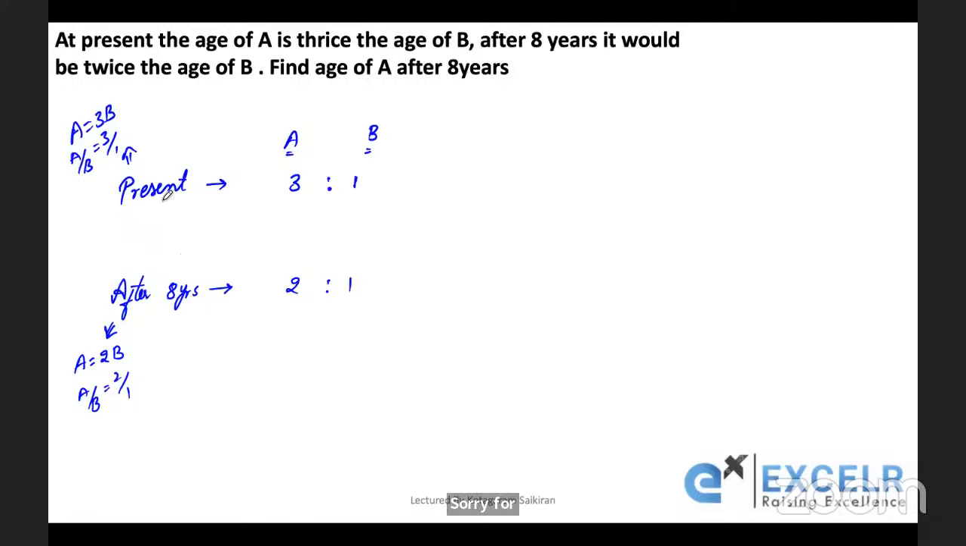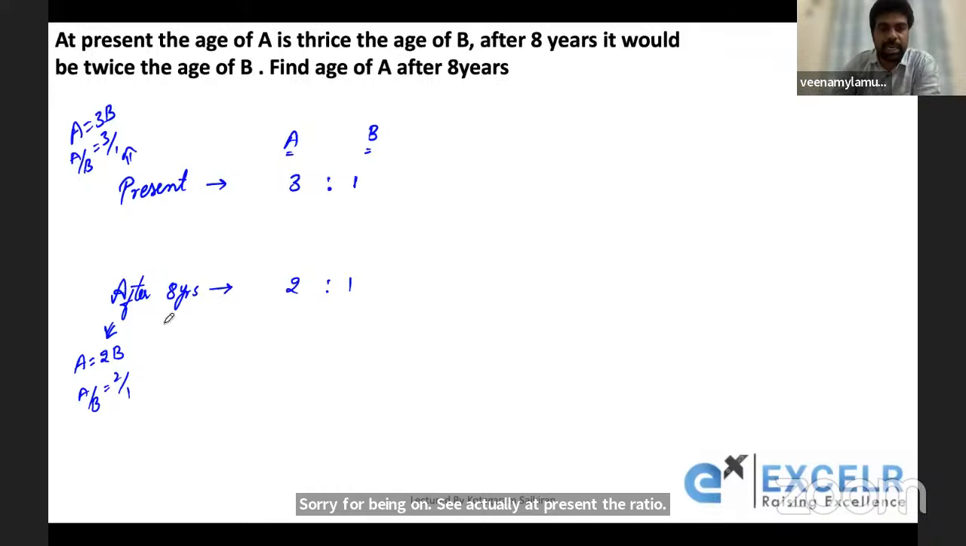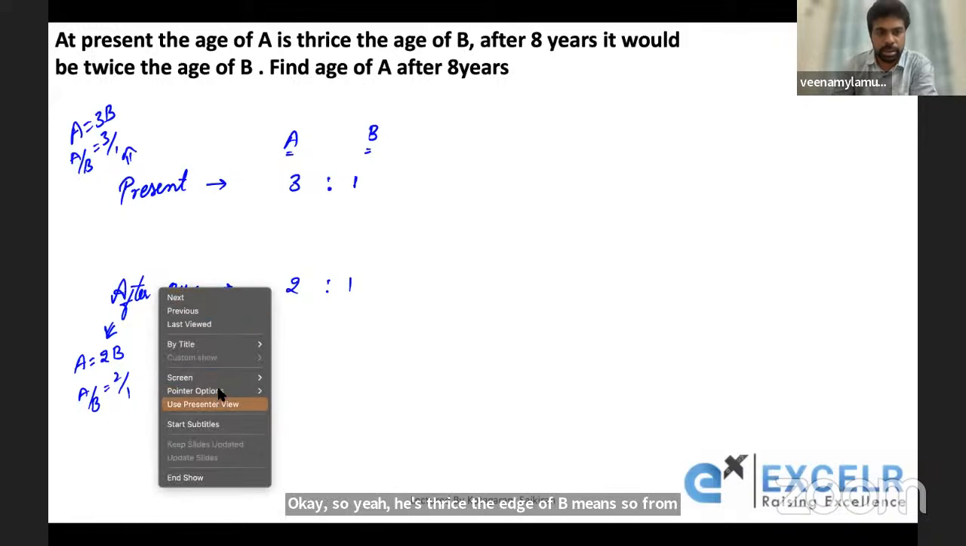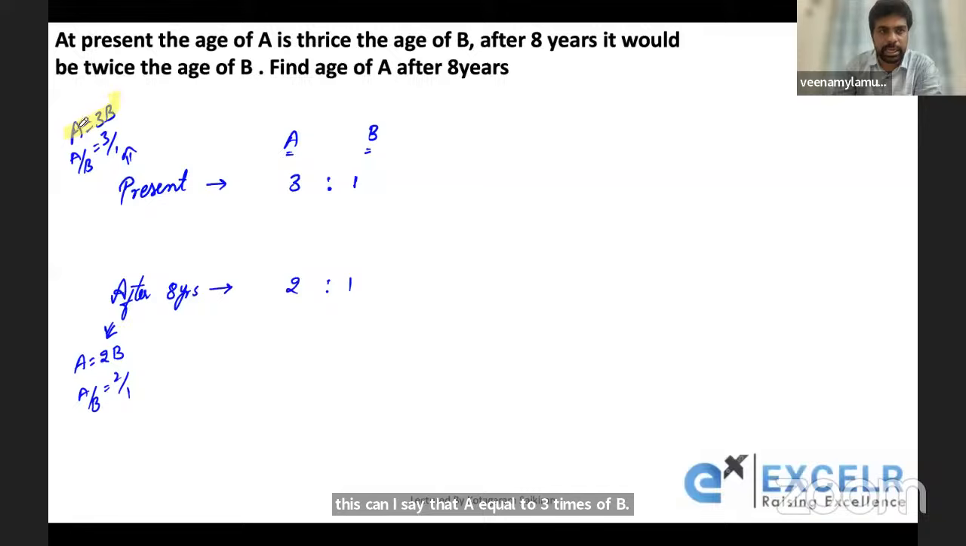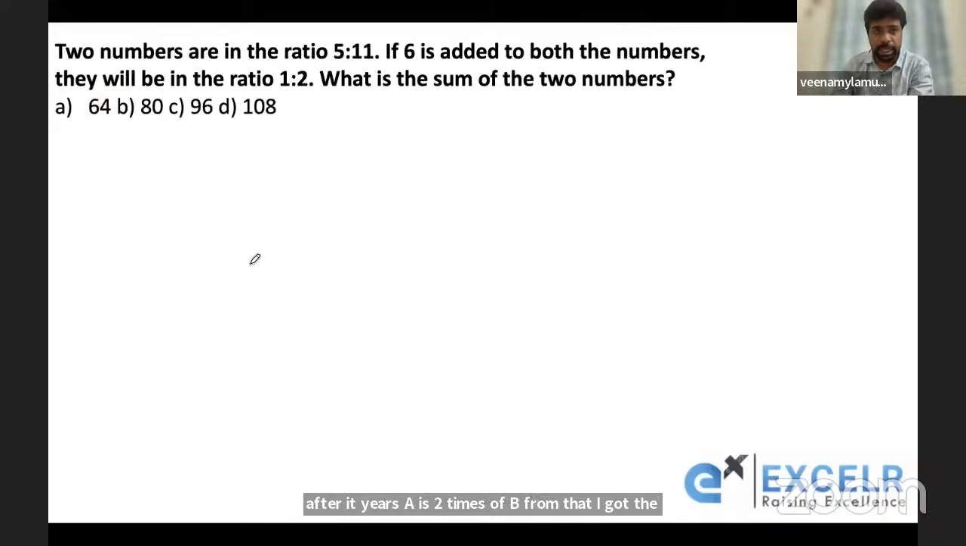At present, A is thrice the age of B. And after 8 years, A is twice the age of B. So A is thrice the age of B means A equals 3 times B. And after 8 years, A is 2 times B. From that, I got the ratios as 3:1 and 2:1. See here.